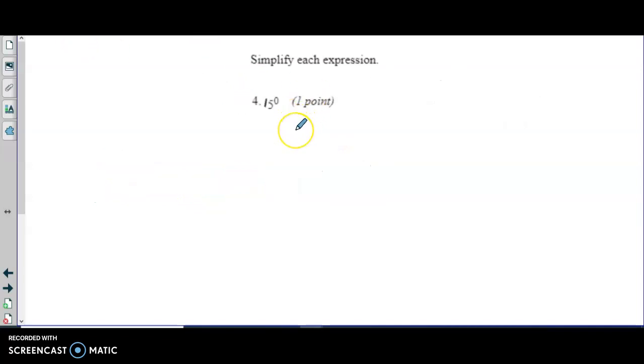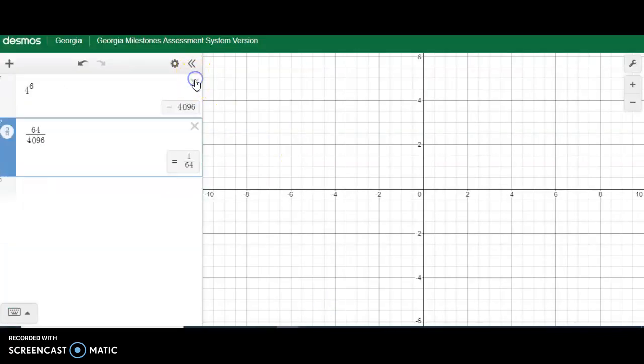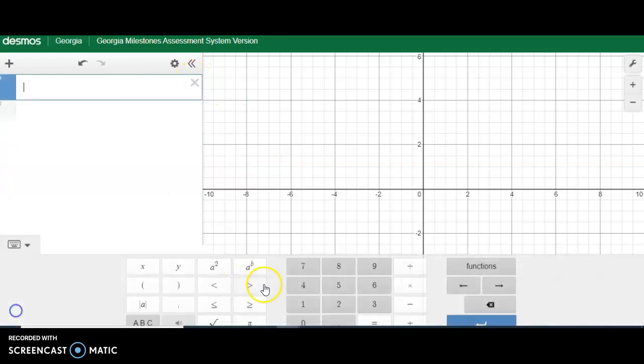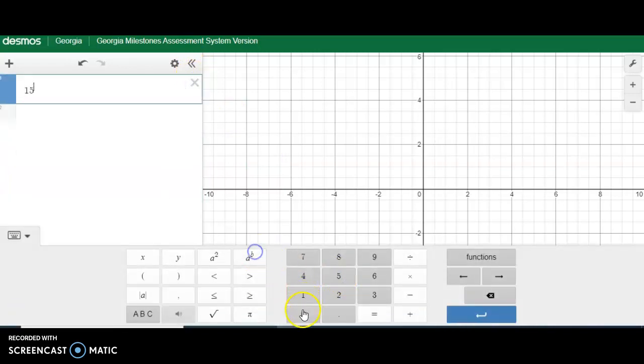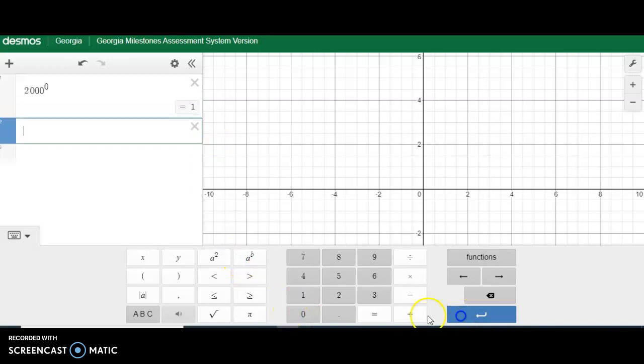All right, simplify this expression. We have 15 raised to the 0 power. There's no letters there, so we can type that in. 15 raised to the 0 is 1. Y'all, everything raised to the 0 is 1. It doesn't matter if it's 2,000 raised to the 0, or if it is negative 20 raised to the 0. Oh, I didn't put parentheses there. Sorry, guys, that should have been in parentheses.